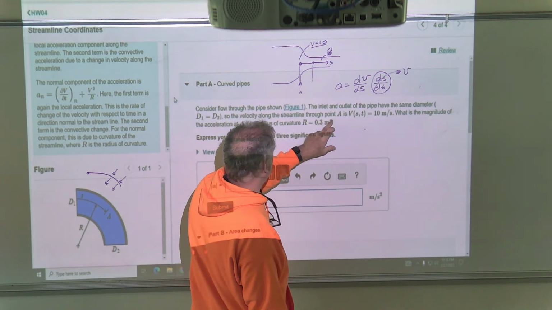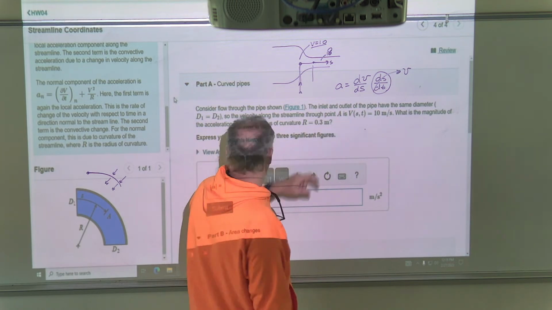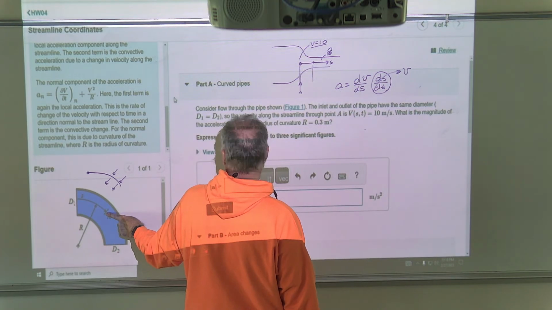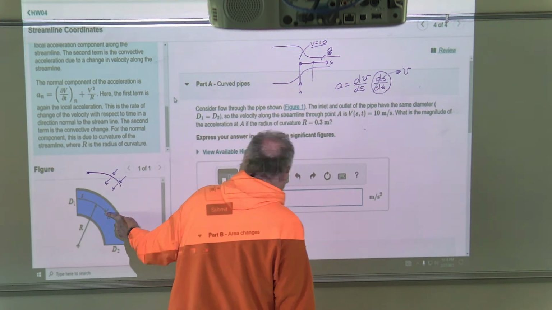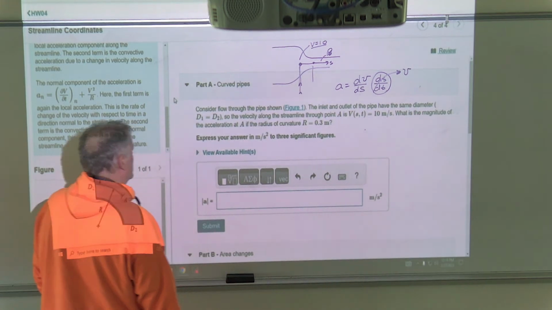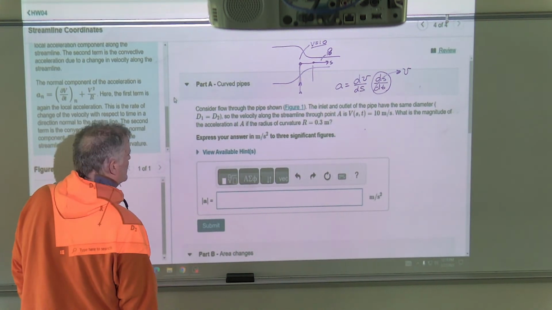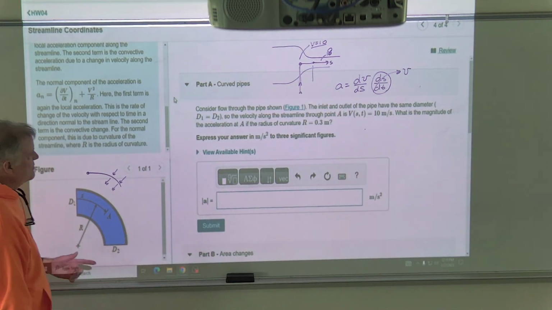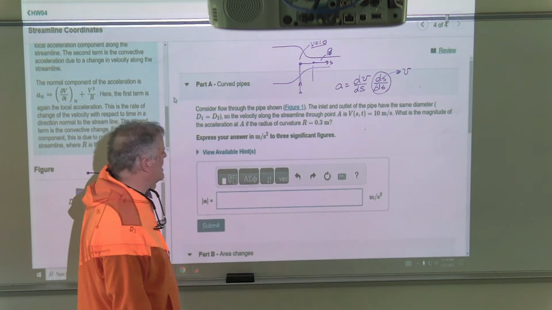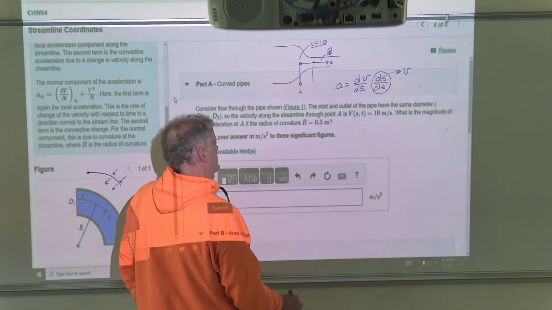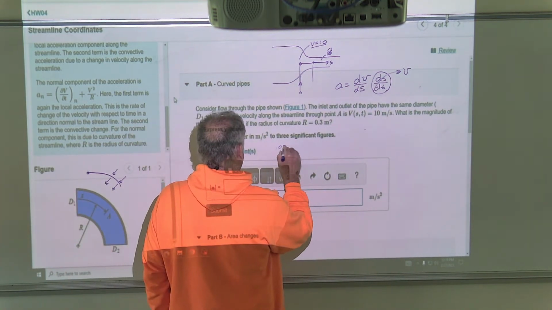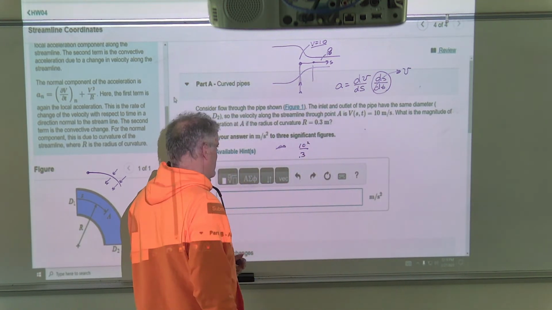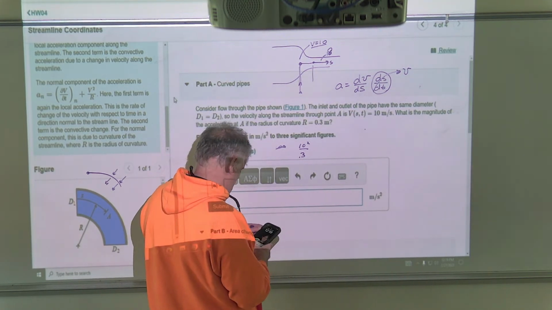So the velocity of the streamline at point A, right there, is 10. What is the magnitude of the acceleration at A if the radius of curvature is that? Radius of curvature is that. Okay, so that would be 10 squared over 0.3. I don't know what that is. Let's just put that in.